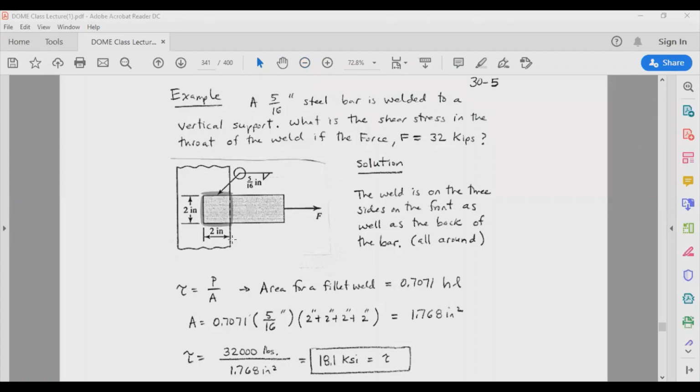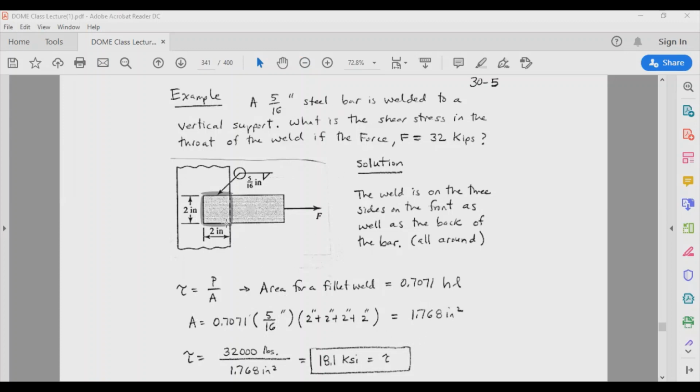So what is the throat area? The throat area is going to be equal to these four areas, right? So it's going to be 0.707 multiplied by the leg, and you're going to multiply it by the perimeter of this. So this is going to give you the smallest area inside that weld. So 0.707 multiplied by 5/16, right? And then multiplied by the perimeter of this, which would actually give you the throat area.